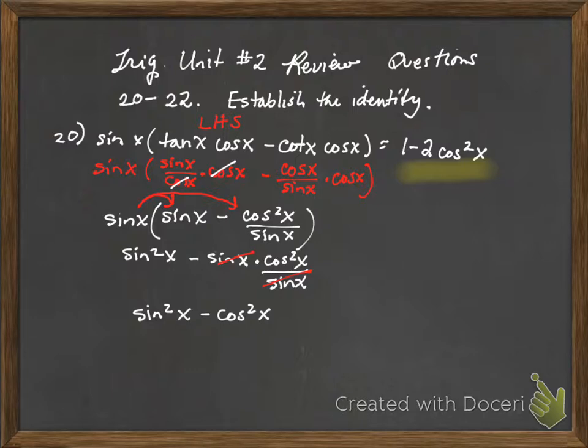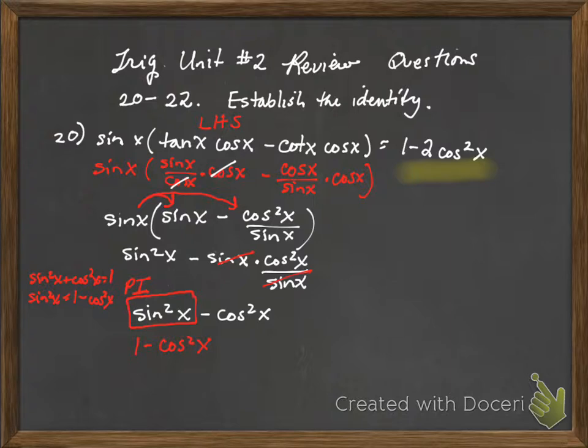So I'm going to use substitution. I knew through the Pythagorean theorem that sine squared x equals 1 minus cosine squared x. Once again, that was the Pythagorean identity, which is sine squared x plus cosine squared x equals 1. I just rearranged it so that I have 1 minus cosine squared x.